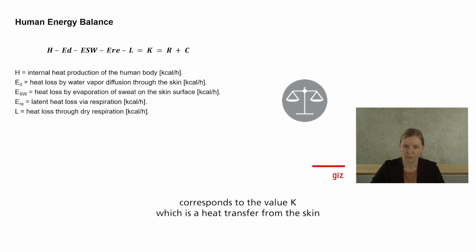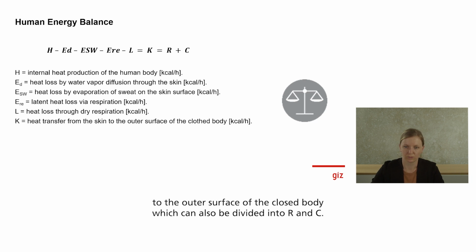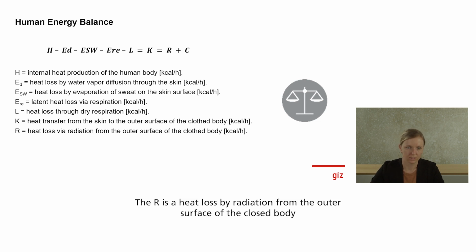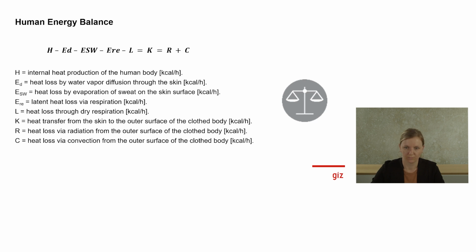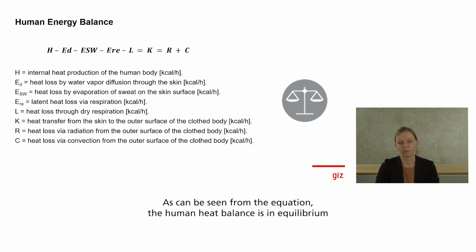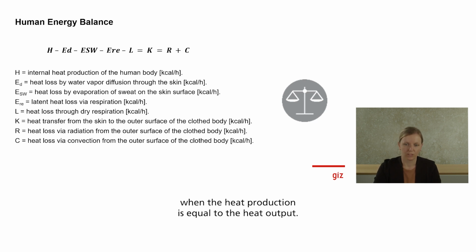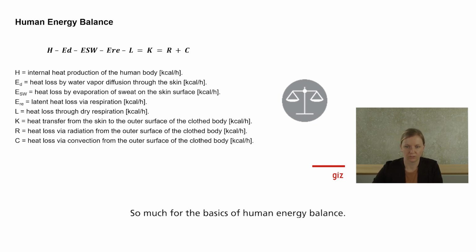The result corresponds to the value K, which is the heat transfer from the skin to the outer surface of the closed body, and which can also be divided into R and C, where R is the heat loss via radiation from the outer surface of the closed body, and C is the heat loss via convection from the outer surface of the closed body. As can be seen from the equation, the human heat balance is an equilibrium when the heat production is equal to the heat output. So much for the basics of human energy balance.